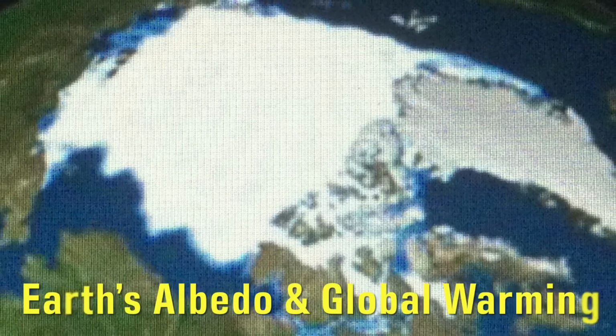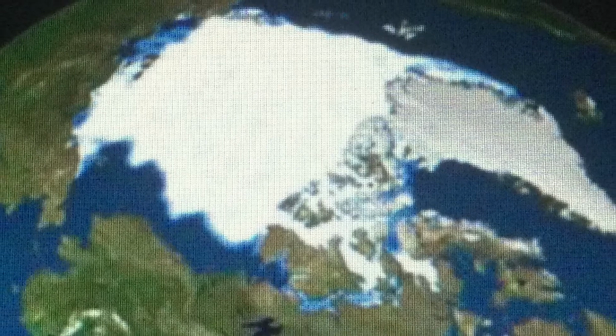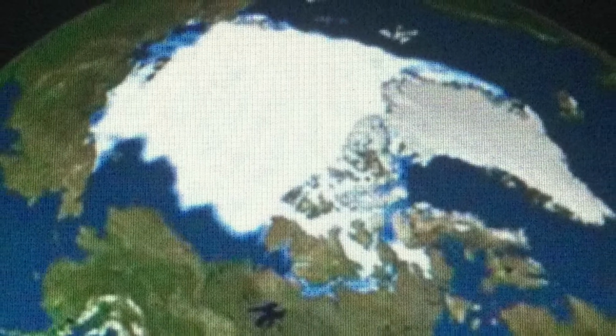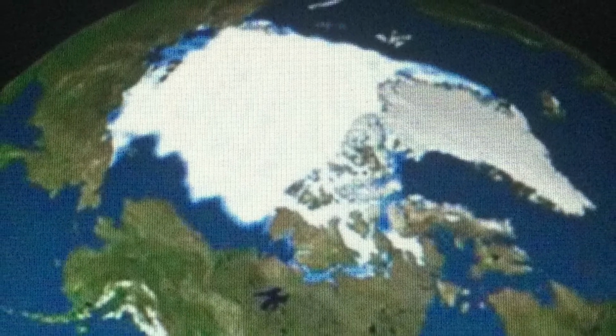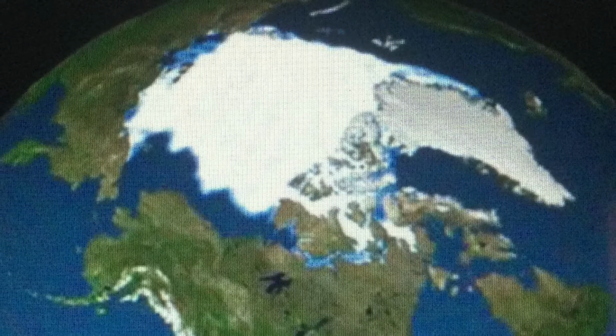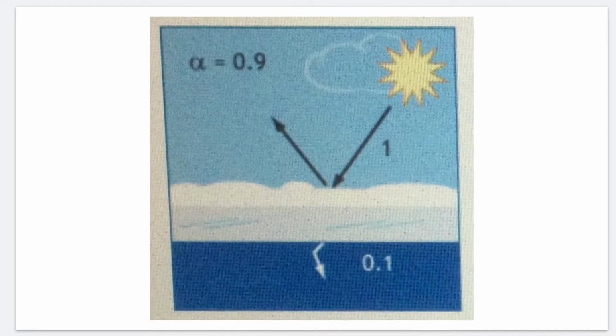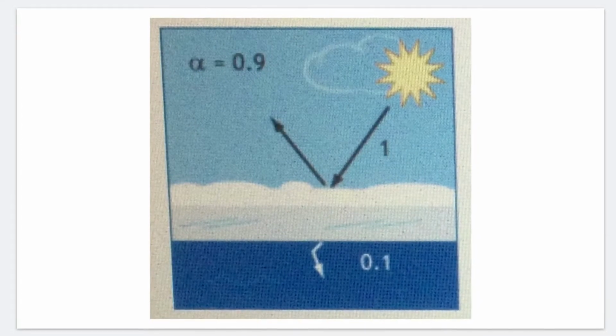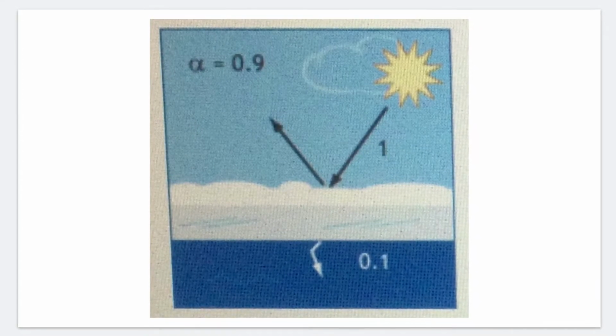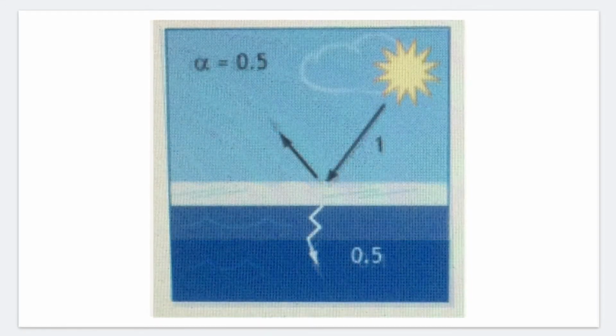Earth's albedo is the measure of how much solar radiation is reflected from Earth's surface. The balance between the amount of solar radiation reflected and absorbed by Earth's surface plays an important role in regulating global temperature. When light from the sun strikes Earth's surface, some of the energy is absorbed as heat and some is reflected back into space.